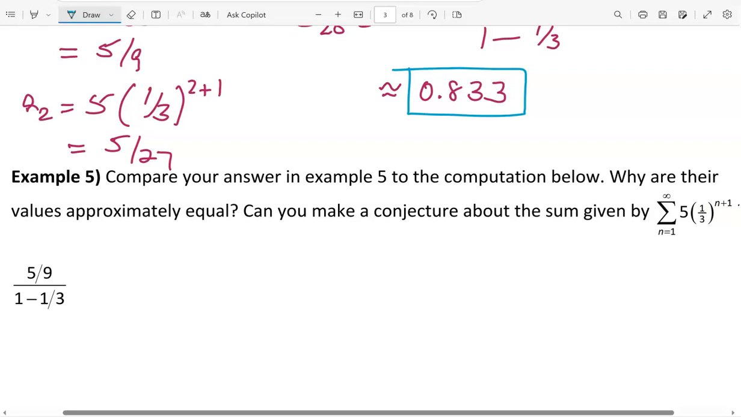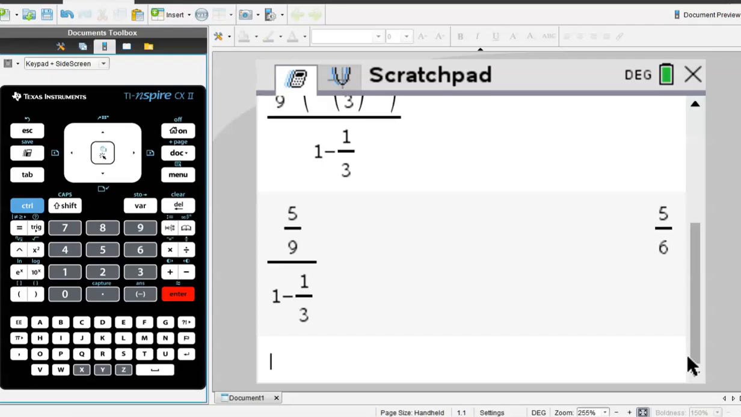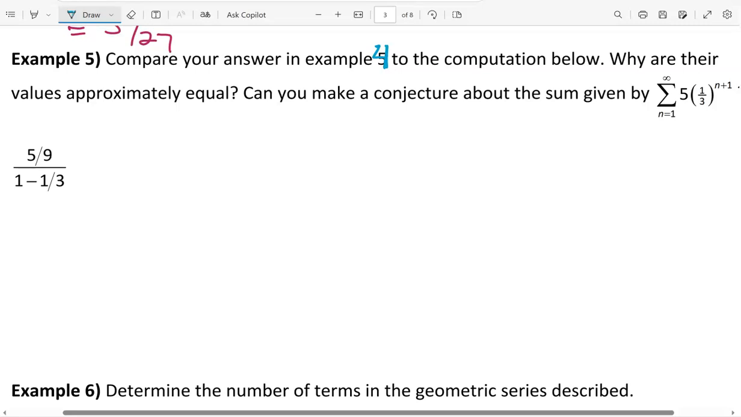In example 5, we're going to compare our answer to that previous example, example 4, to the computation that's given below. And then we're going to look at why they're approximately equal. So the computation below is 5/9 divided by 1 minus 1/3. In exact form, that gives us a fraction 5/6. But if we find the decimal approximation, it's also 0.833. Now let's take a look at why these two are approximately equal.